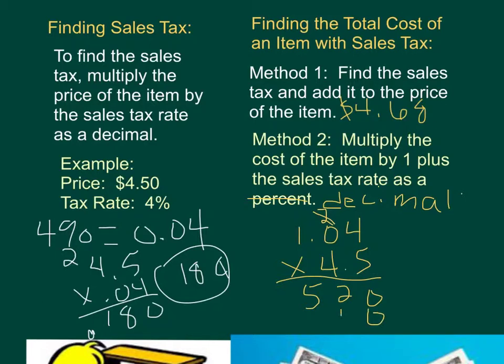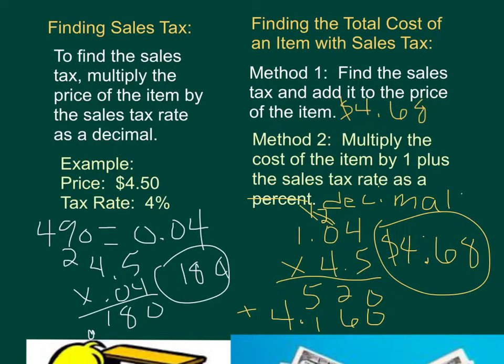4 times 4 is 16, carry the 1. 4 times 0 is 0, plus 1 is 1. And 4 times 1 is 4. If I add these together, I end up with $4.68. You'll notice that either way, you'll get the same answer, so use whatever method makes most sense to you.